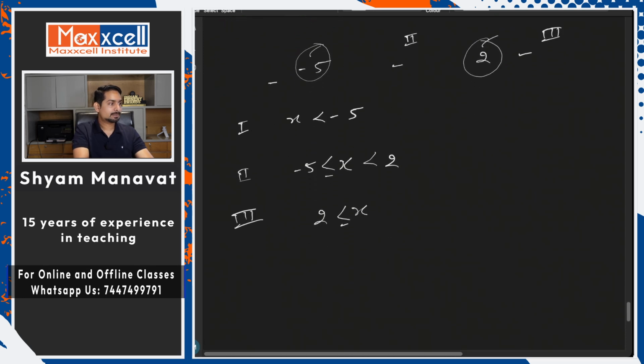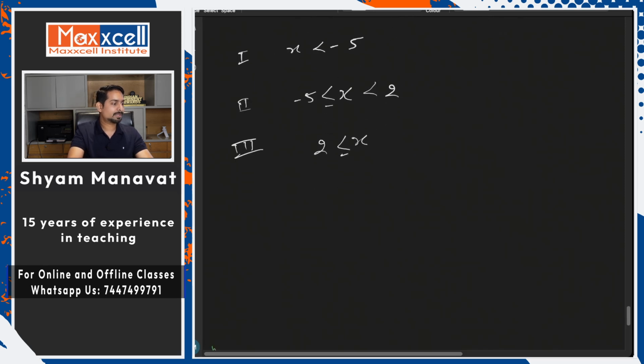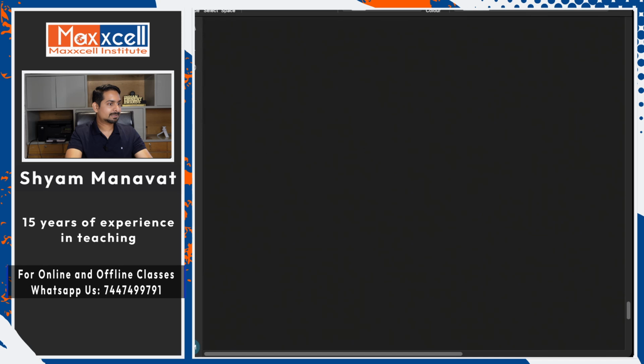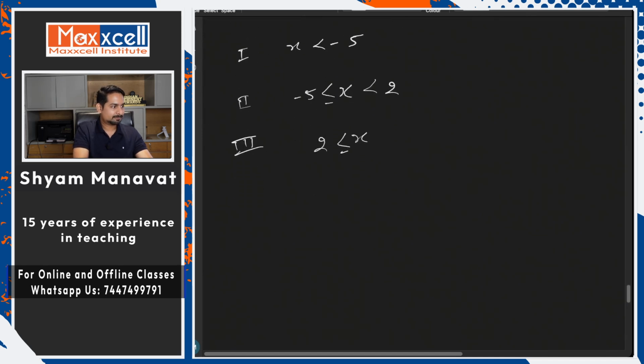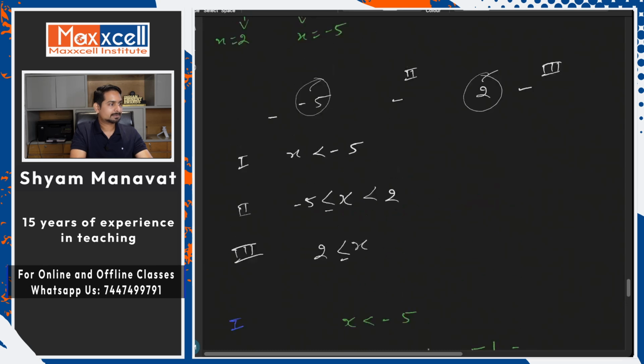Now look at the equation. Step number 1 is clear: finding zeros and understanding the segments. Now step number 2, where we take each segment and solve for them. If I take the first segment, how will I solve? The first segment is x less than minus 5. The original equation is the modulus of 2 minus x plus the modulus of x plus 5, equal to 7.